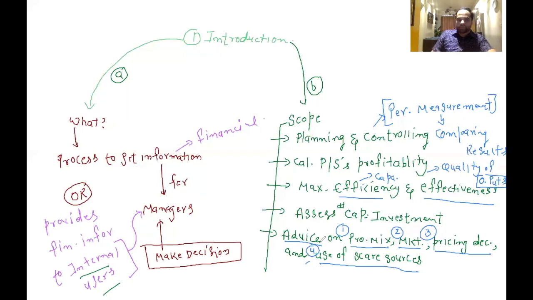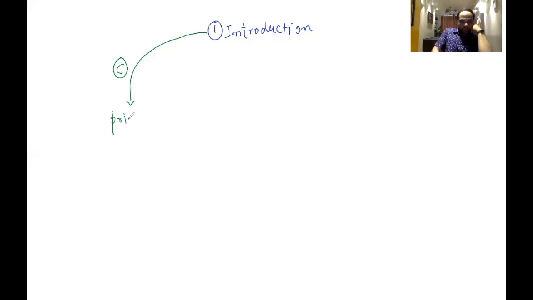So now we move on to the next. Introductions. So we finish A and B. Now we move on to C. C is the principles of management accounting, right?